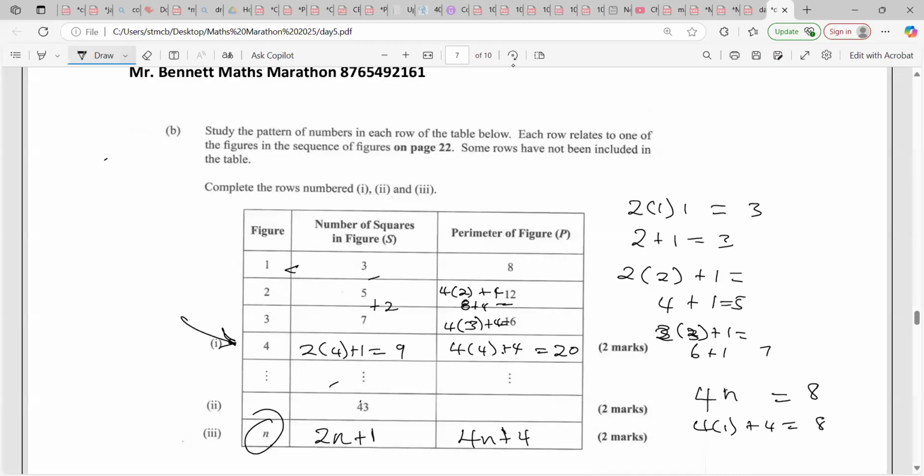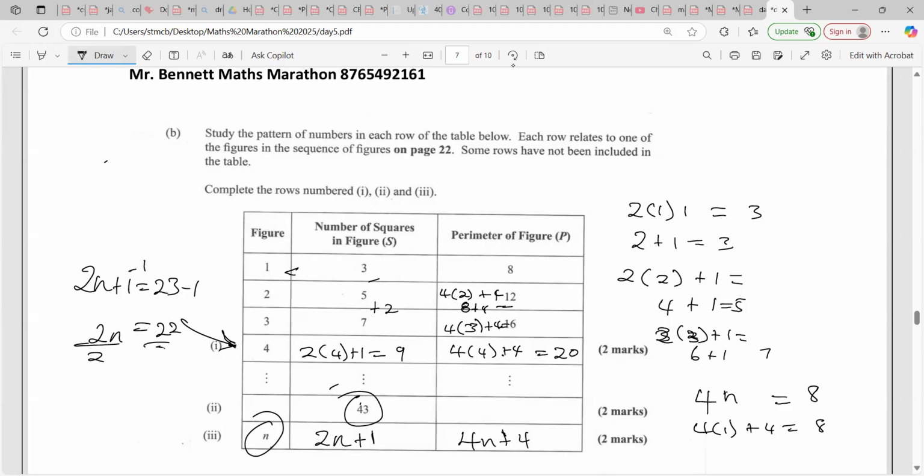Alright. So for this one now, how easy it is. We know what was done to get it, right? It's 2n plus 1 and then that equals 22. So we solve for n. We have 22, we divide by 2, right? So n is equal to 11. And if n is 11 here, we know that will be 4 times 11 plus 4.